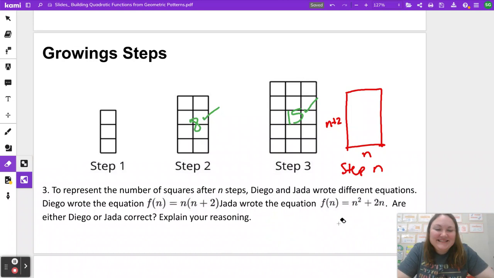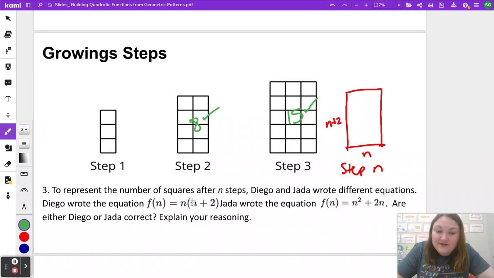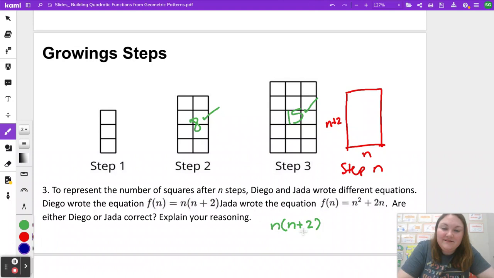And some students don't connect it to the picture, but they connect it to this first equation. Once we know this first equation is right, look at that n times n plus 2. What could you do with this? We haven't seen it a lot yet with a variable being in front of the parentheses. We've seen it a lot before now with numbers, but you could simplify this by distributing.